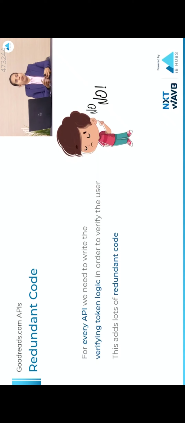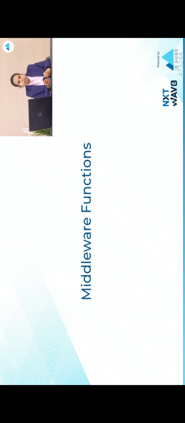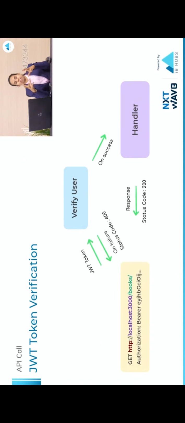For every API where we want to add this verification logic, we have to add this piece of code. So there's a lot of redundancy, that also we understood. We can avoid this by making use of middleware functions. Okay, so let's understand how. The authentication part of code, let's create a function, say verifyUser, where the JWT token will get authenticated. That is where it will be verified, whether it's valid or not.